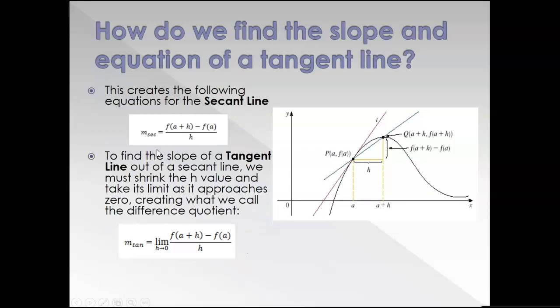So this creates the following equations. So once we've done that, we create this idea here that we have the slope of the secant is now represented by f of A plus H minus f of A, where A plus H minus A simplifies to H. Which means that now the equation of the tangent line becomes the limit as h approaches 0 of f of a plus h minus f of a all over h.